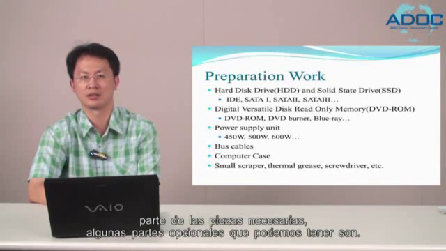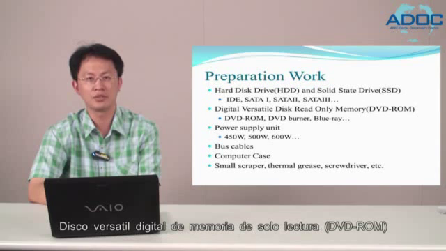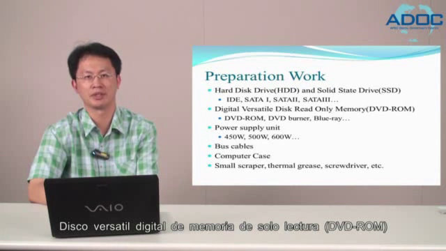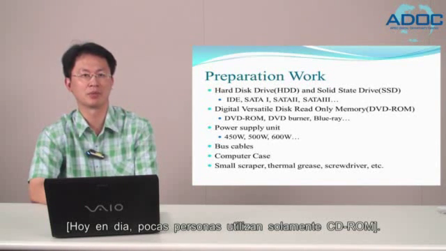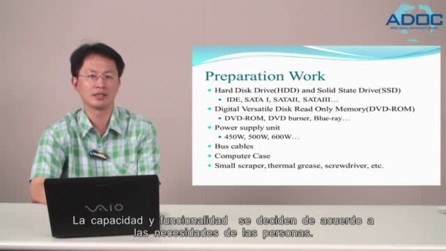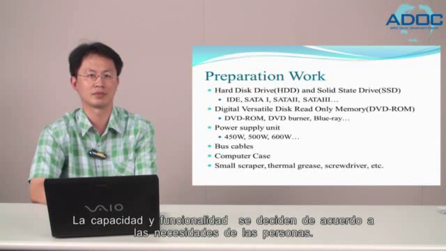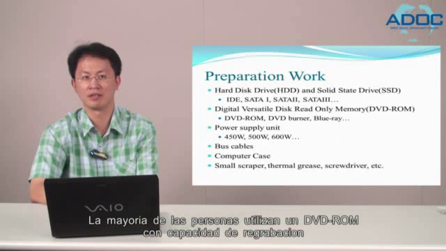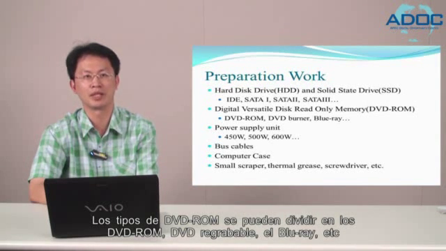Other than the necessary parts, there are some optional parts we can have. The seventh is the digital versatile disk read-only memory, DVD-ROM. Nowadays, few people use pure CD-ROM. Capacity and functionalities are decided according to the needs of individuals. So most people use a DVD-ROM containing burning capabilities. Types of DVD-ROM can be divided into the pure DVD-ROM, DVD burners, and the Blu-rays, etc.